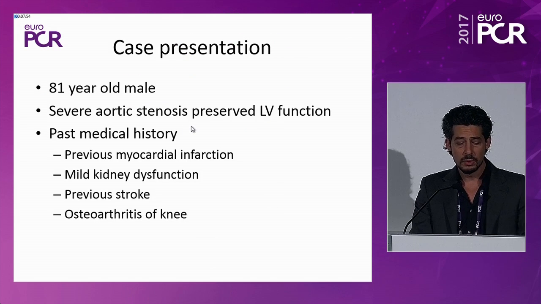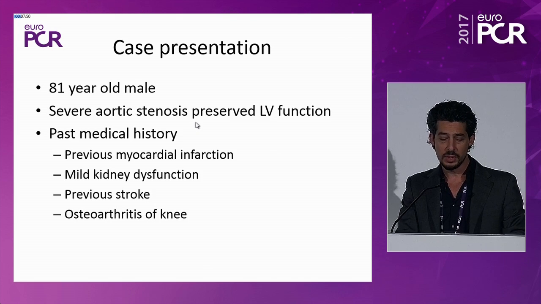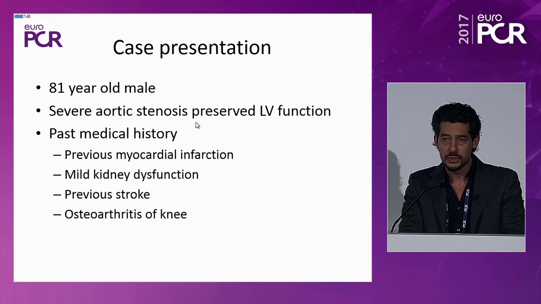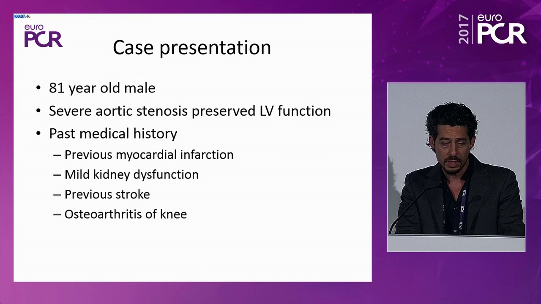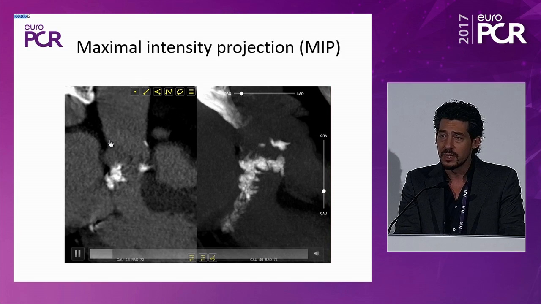So this is an 81-year-old with severe aortic stenosis, preserved left ventricular function, a previous MI, some mild kidney dysfunction, a previous stroke, and osteoarthritis of the knee. Let's go directly to the significant calcification.